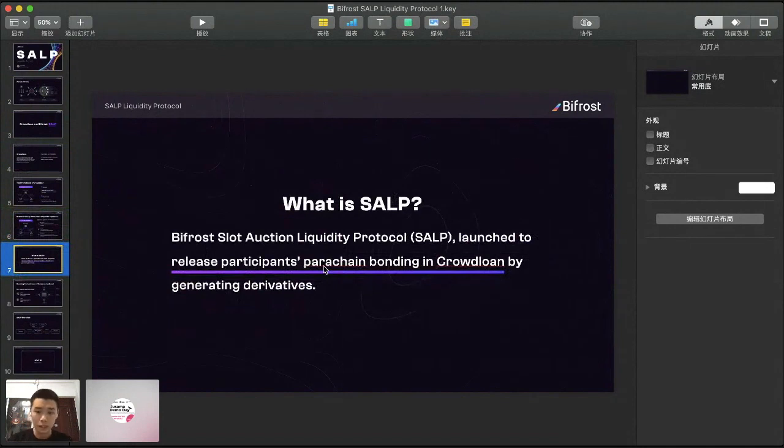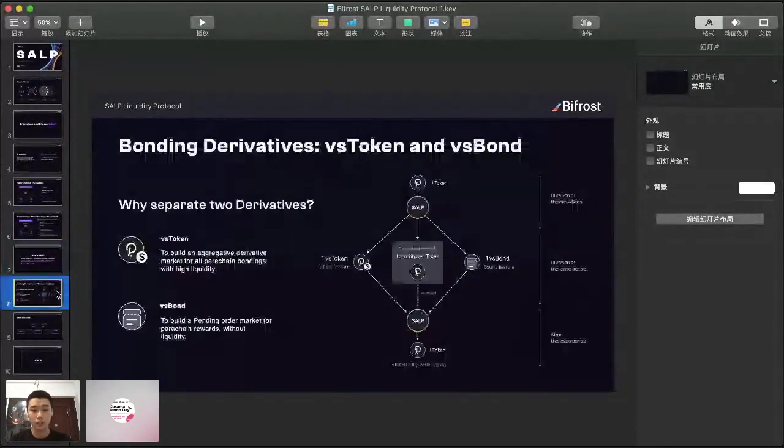So actually, SLP is trying to solve the problem of the bonding cost. The SLP name is Slot Auction Liquidity Protocol, and it was launched to release participants' parachain bonding in Crowdloan by generating derivatives. Let's quickly understand how it works. Actually, this protocol separates your underlying Kusama into two tokens. One is named VS token, and the other is VS bond.